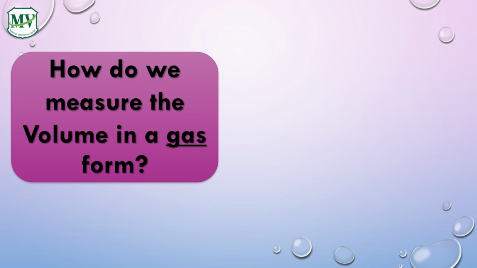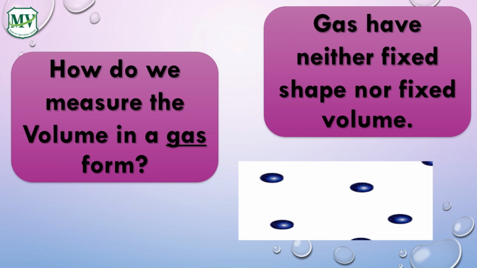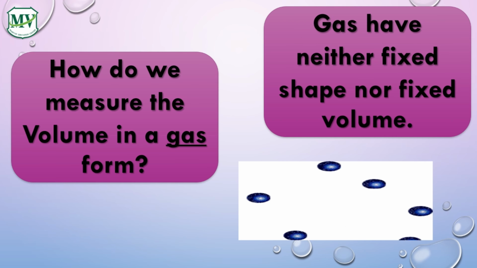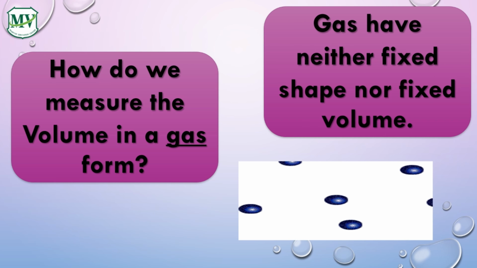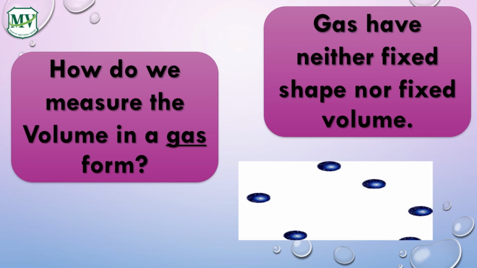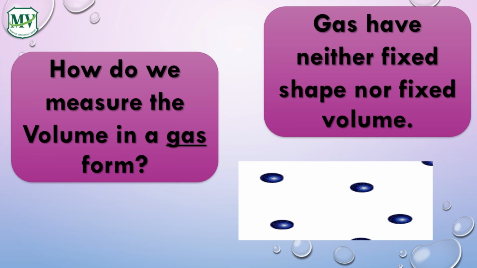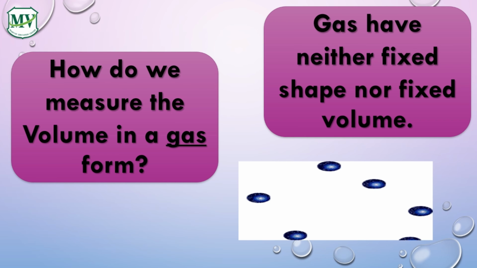How do we measure the volume of a gas? Gas has neither fixed shape nor fixed volume. This is because the particles in a gas are able to move freely to fill up the space in a container. A gas has the same volume as the container that it takes up.